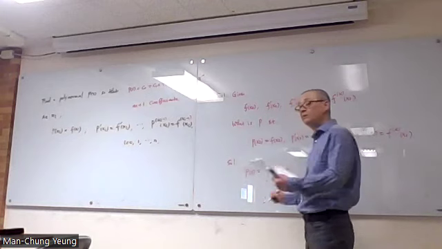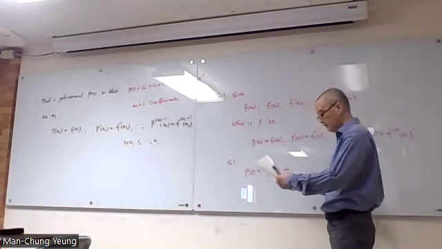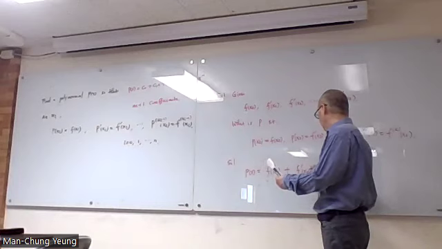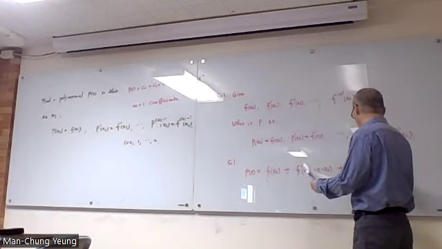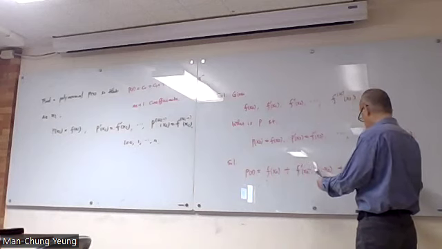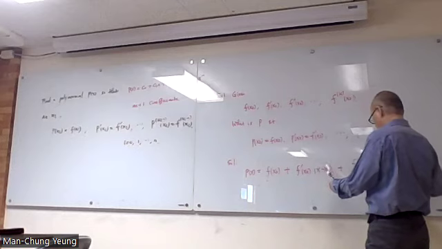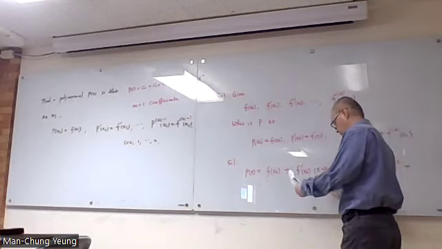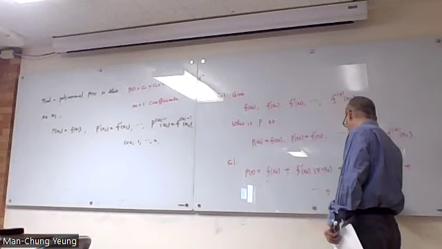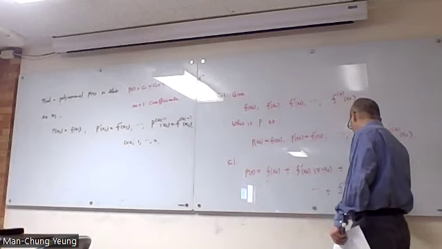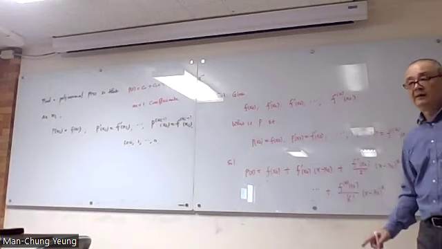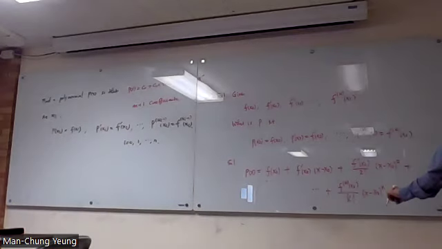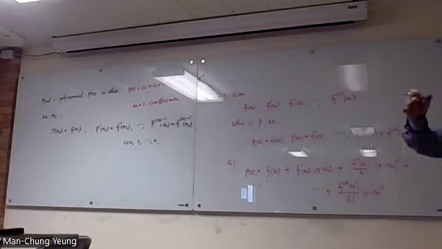This polynomial is familiar to us. Plus, plus f^(k)(x_0) over k factorial times (x minus x_0)^k. Do you recognize this polynomial? Taylor expansion. We call this polynomial the Taylor polynomial.